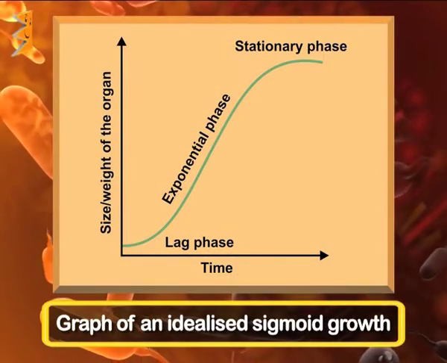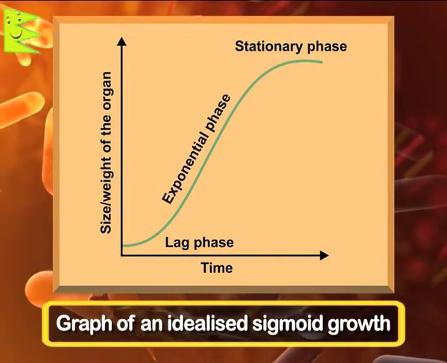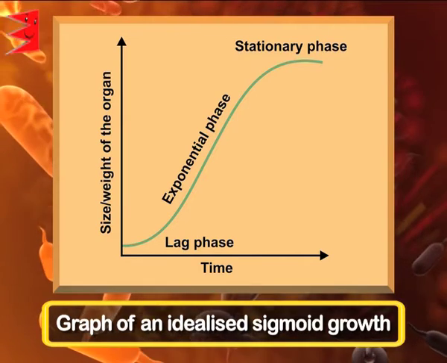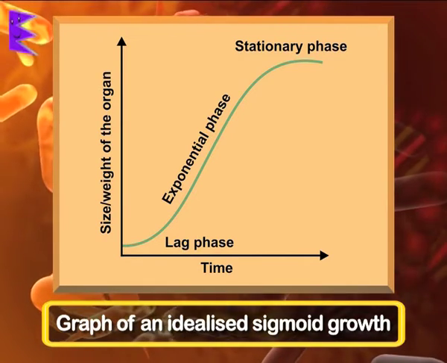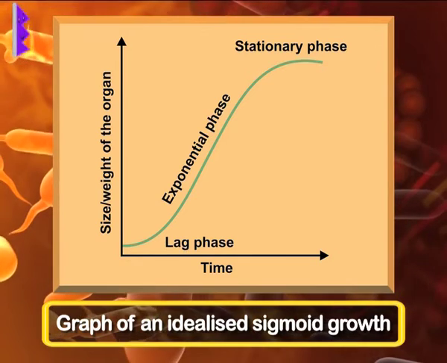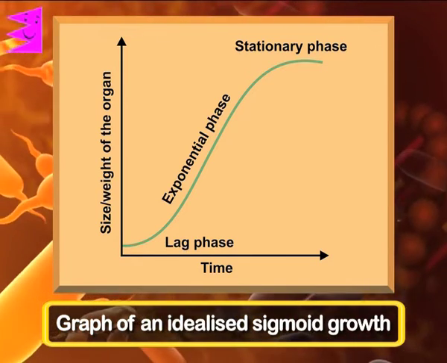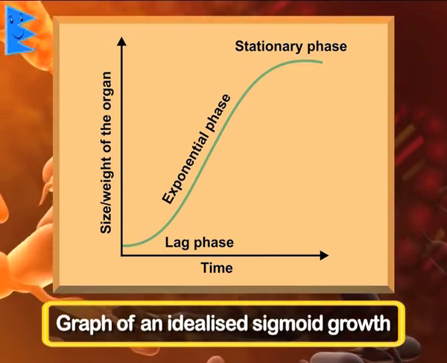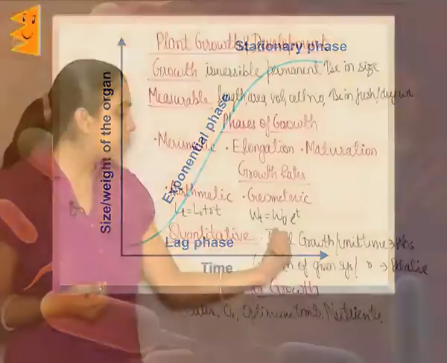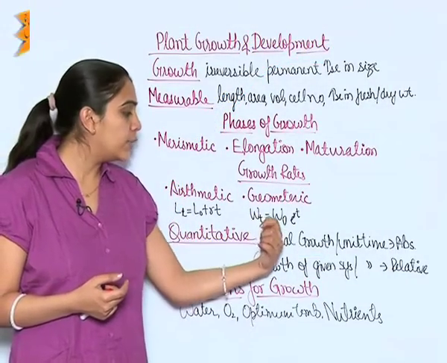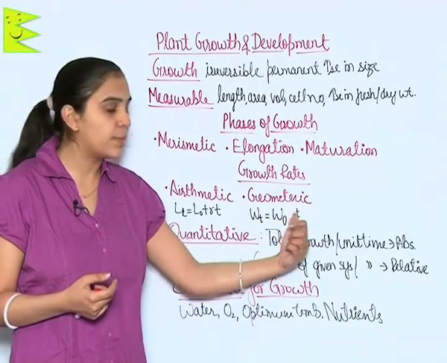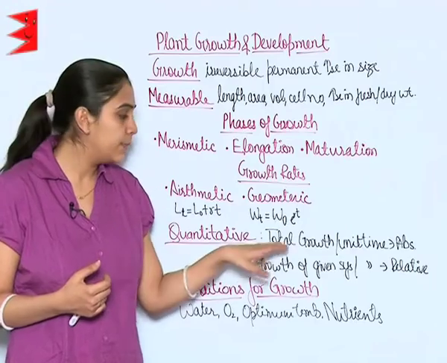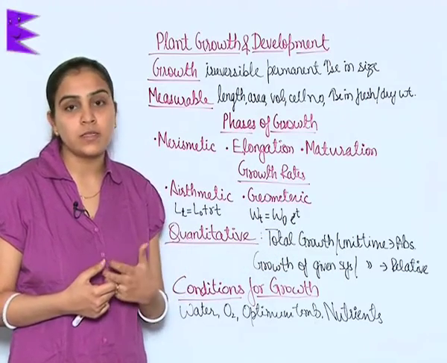In geometric growth rate, the graph you can see is sigmoid shaped. Here first is the lag phase, then comes the exponential phase, and then comes the stationary phase. The growth is slow in the initial lag phase, it increases in the exponential phase, and again it stops at the stationary phase. It is given by the equation Wt = W0 e^(rt). Wt is the weight at the given time t, and W0 is the weight when time is equal to 0.